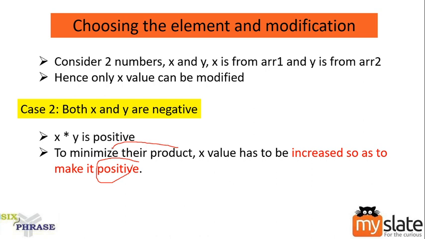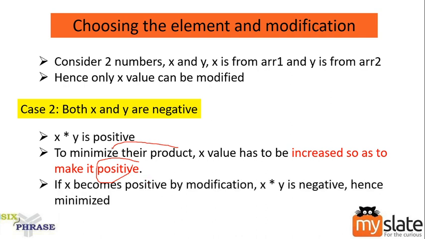Based on the values only, we decide whether to increase or decrease. If x becomes positive, x into y becomes negative, hence the value will be minimized. So don't think that to minimize the product you should always decrease the value. That is not true. Based on the scenario, sometimes we should increase the value, sometimes we should decrease it. In this case, I have to increase the value because both are negative. So when I increase the value, the product will be minimized.